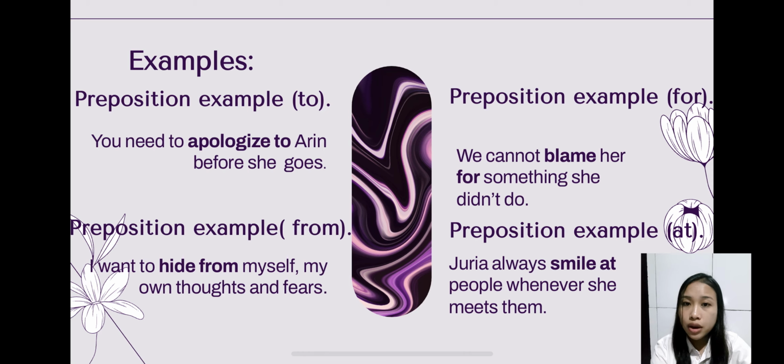Preposition to: you need to apologize to Arin before she goes. Preposition for: we cannot blame her for something she didn't do. Preposition from: I want to hide from myself my own thoughts and fears. Preposition at: Jordan always smiles at people whenever she meets them.